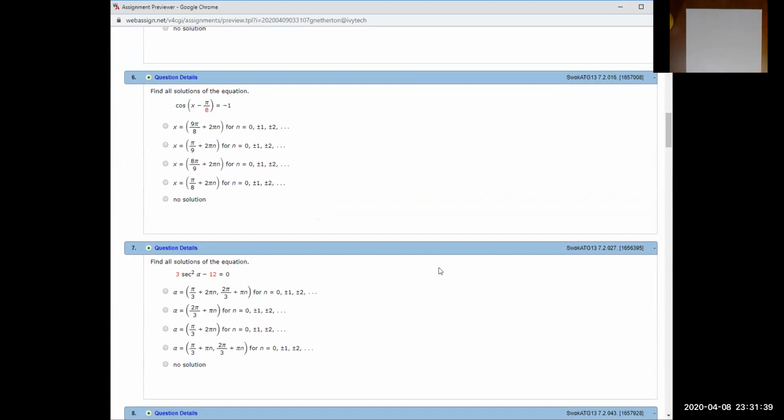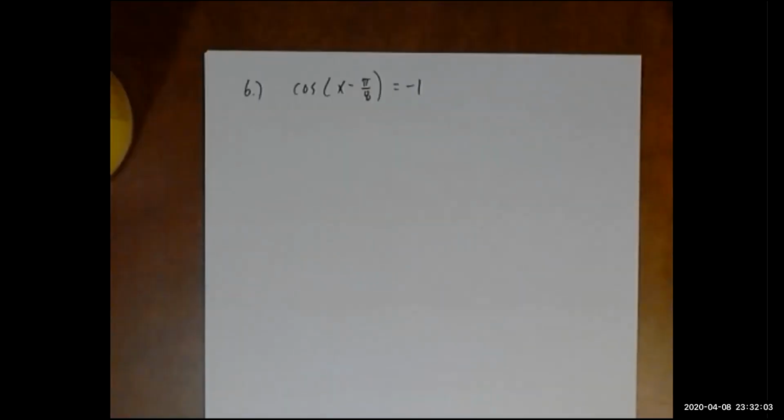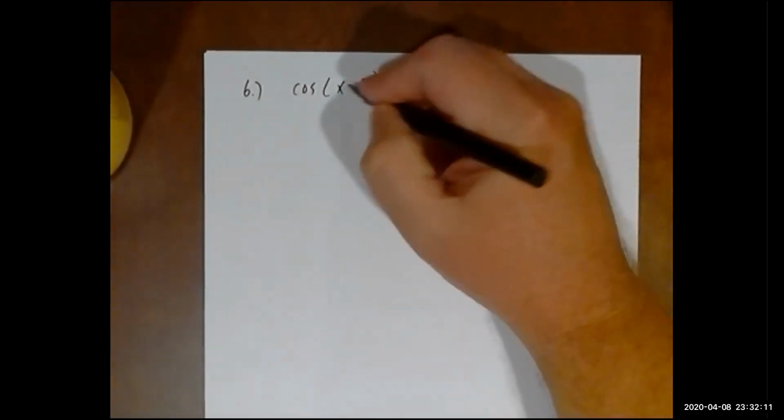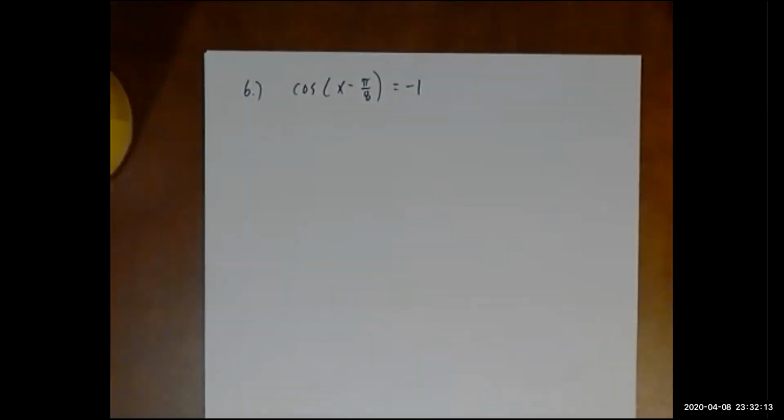So number 6 is the cosine of x minus pi over 8 equals -1. All right. So let's switch back so you can see me work it out. So there we go. Now this is the same idea as the one we just did. I've got the cosine, and here's the stuff inside the cosine function.